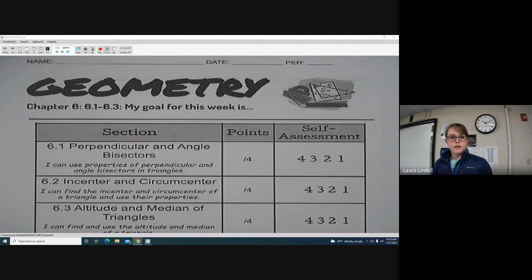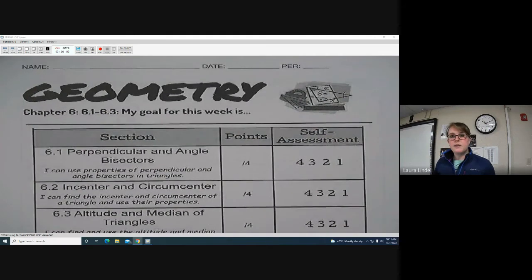Starting chapter 6, we're going to be talking about perpendicular bisectors and angle bisectors and circumcenters and incenters and all these different triangle segments that we haven't yet gone over. To start us off, we're going to do a little bit of a construction just to get us exploring what exactly perpendicular bisectors and triangles do.